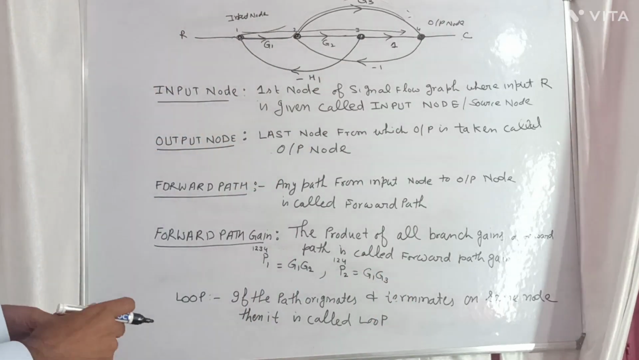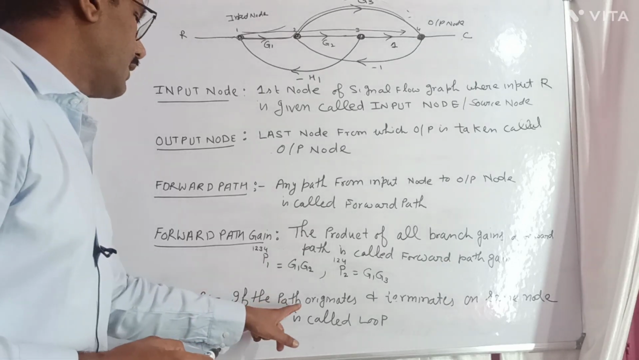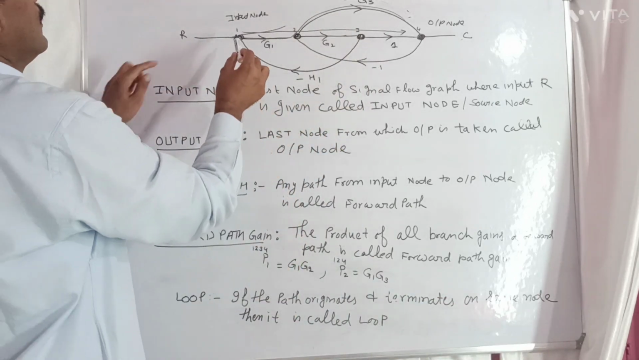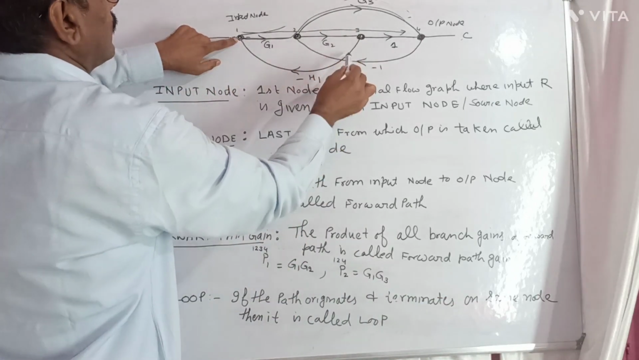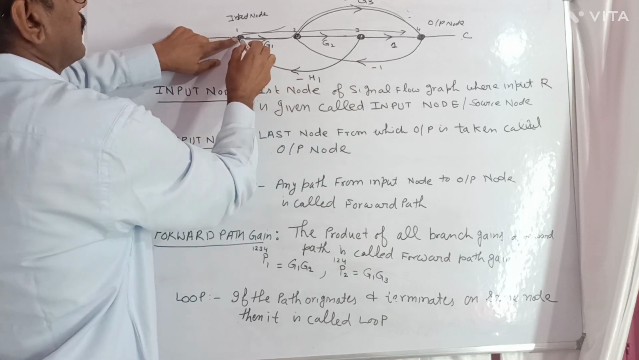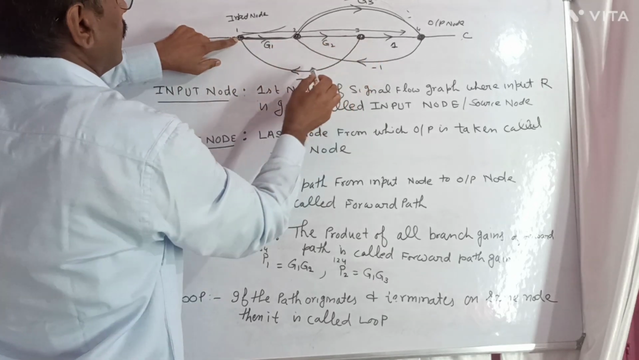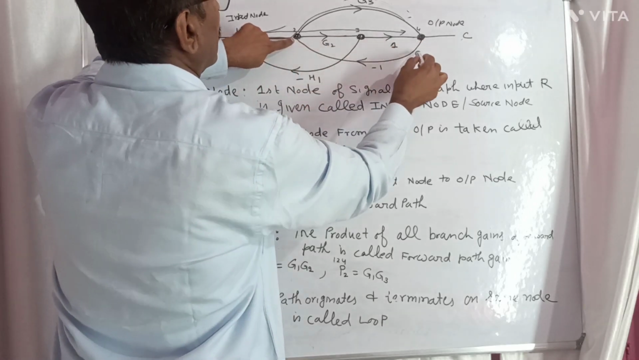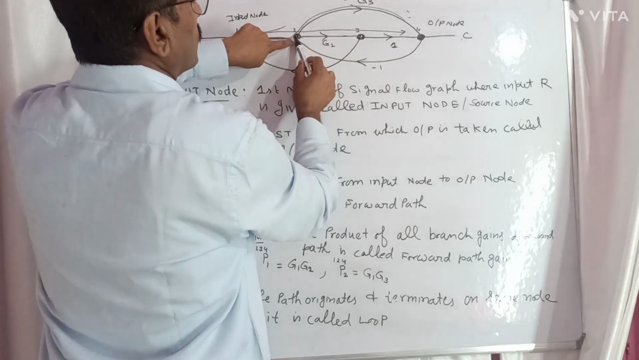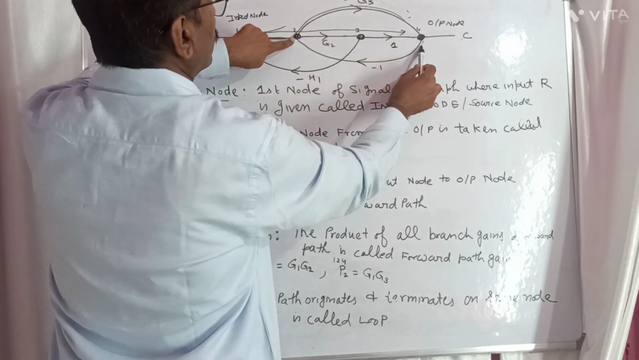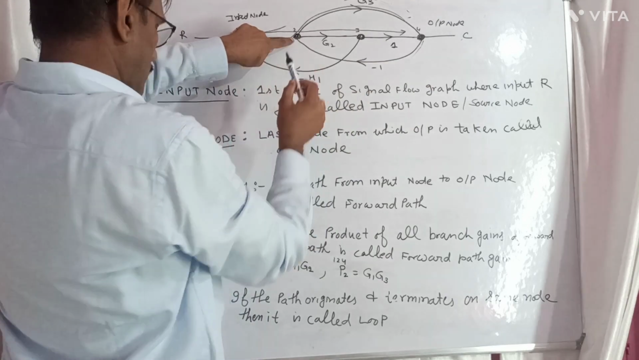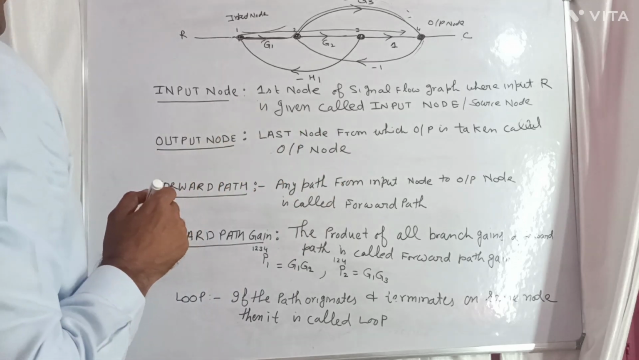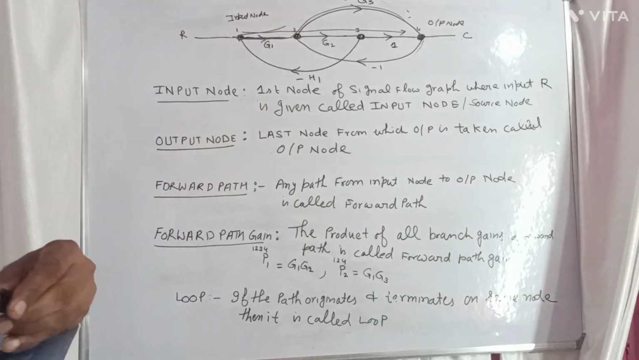And then loop. What is a loop? If a path originates and terminates on the same node, this is a loop. And here is also another loop. This originates from 2, then goes to 3, then goes to 4 and comes back to 2. So if the path originates and terminates on the same node, then it is called a loop.